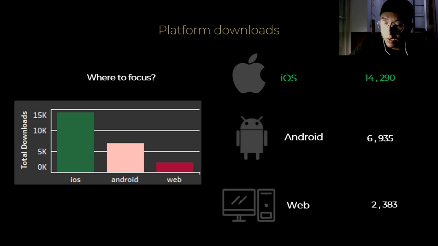According to the graph, we can observe that iOS has the most downloads with 14,290. So it is logical to focus our efforts on this platform. And it is not a good option to focus on web, since it is easier for users to use our services on mobile devices as they go.